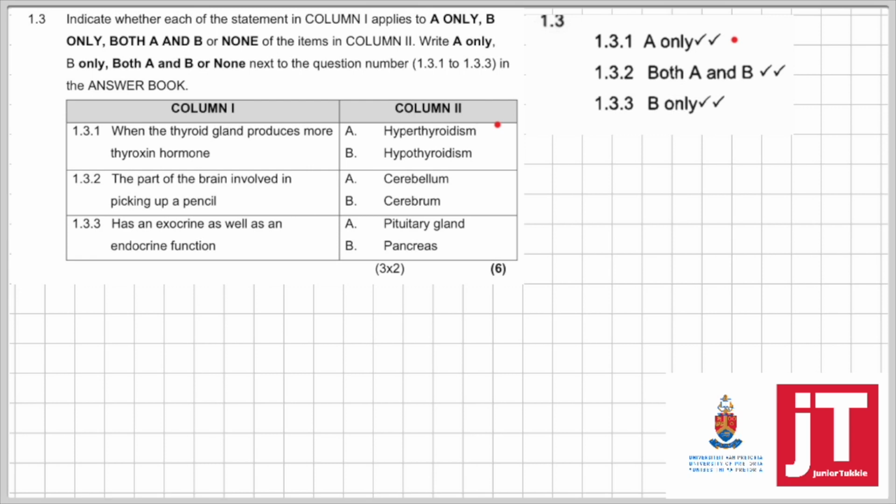1.3.2. The part of the brain involved in picking up a pencil. Now, picking up a pencil, that's a voluntary action, so that's the cerebrum. But you're picking up the pencil and you don't fall, so it helps you to maintain balance. So it is both A and B. This is a nice question. 1.3.3. What has an exocrine as well as an endocrine function that you should know? The pancreas, so it's B only.